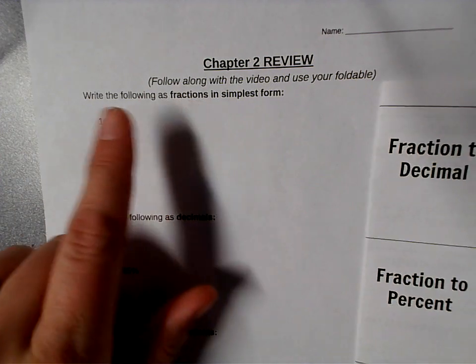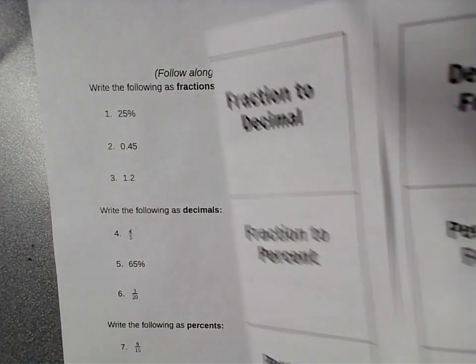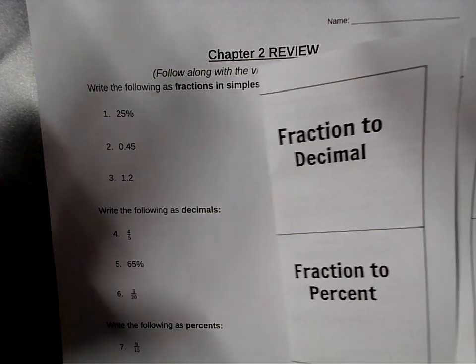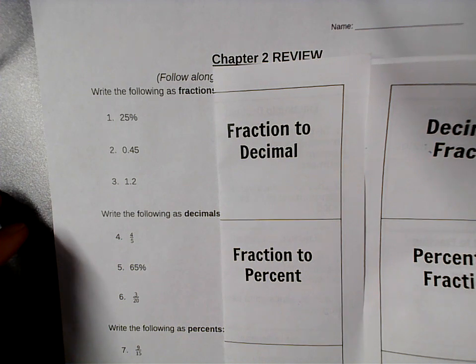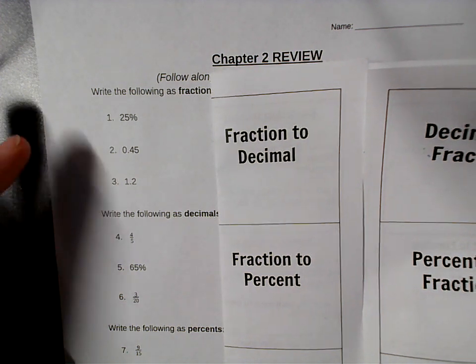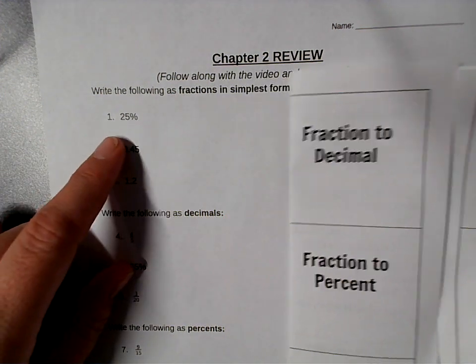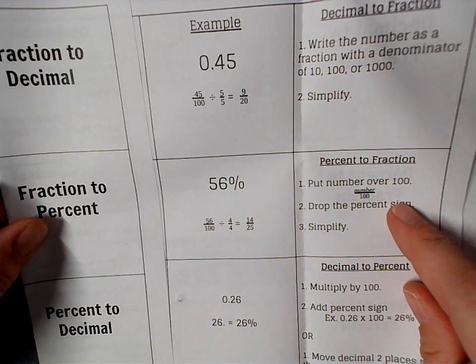So the first problem, it says a percent to a fraction. So what you should be doing when you do problems like this in our book or for warm up on that quiz, use your resources. Use your foldable. Write down the problem in your notebook to make sure you are practicing and trying your best to your full potential. So we've got percent to fraction. Where's that one? Here it is. Put the number over 100, drop the percent sign, and simplify.